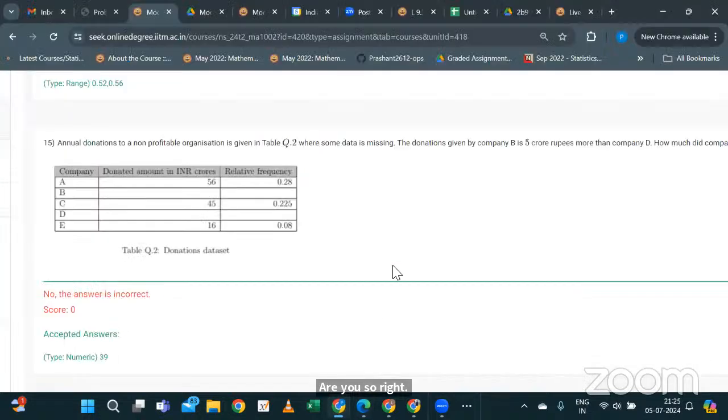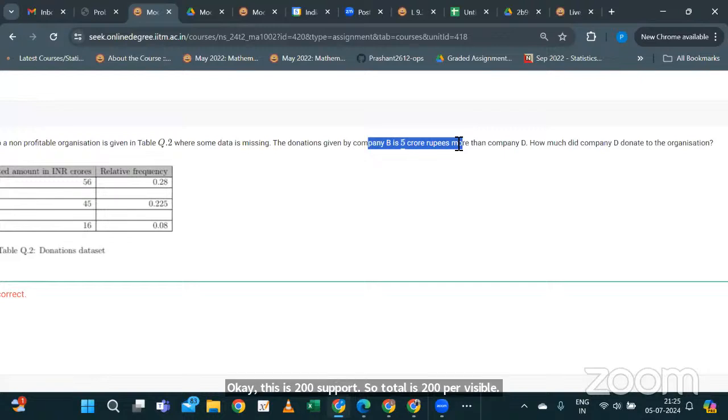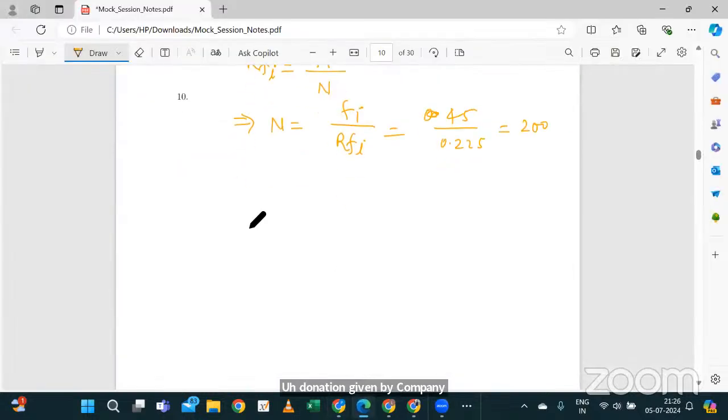What does the question say? Donation given by company B is 5 crore rupees more than company D. Suppose I'm just assuming, let the donation given by company D be X crore. I'm just writing X. Then according to the question, donation given by B will be how much? X plus 5, right?